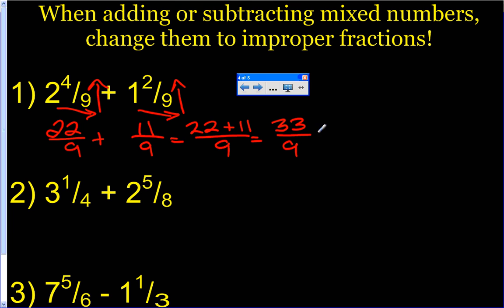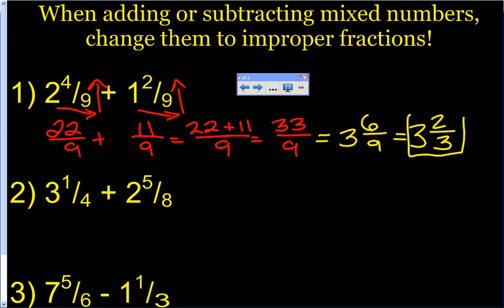So how many times will 9 go into 33? 3 times. Denominator remains 9. 3 times 9 is 27. So the difference between 27 and 33 is 6. Now you have to notice that this can be simplified. 6 and 9 can both be divided by 3. So if I divide 6 by 3 and 9 by 3, I get 3 2/3. And that's my final answer.